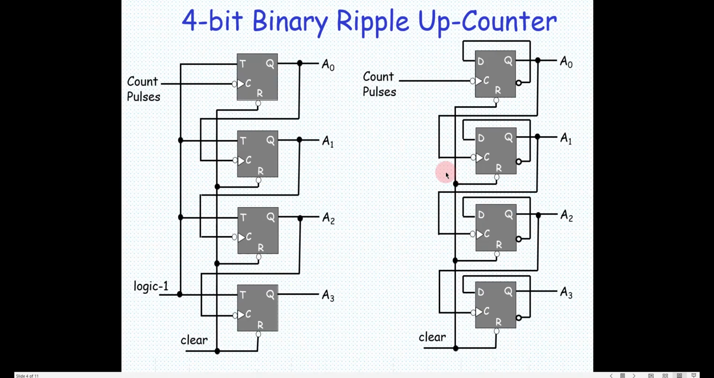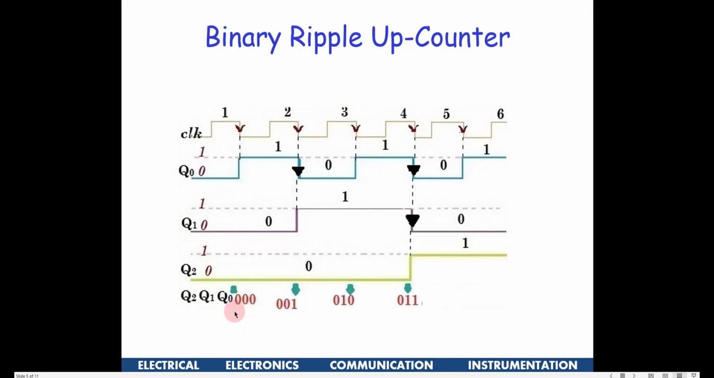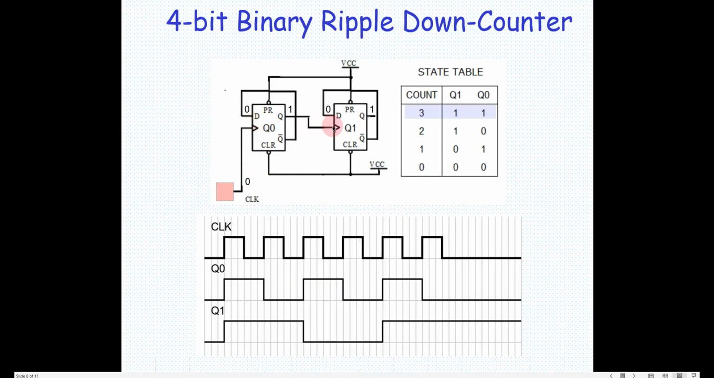So earlier we saw we were using a negative edge triggered flip-flop, that was the reason it was counting up. And now if I use a positive edge triggered flip-flop, then it will count down. It will be a down counter, right? So if you see here, it will start with 1 1, and then it will become 1 0. This is the MSB, right? Then this will become 0 1, and then 0 0.